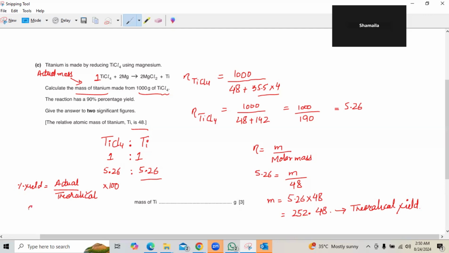So what is the percentage yield? That is 90 is equal to the actual yield divided by the theoretical yield, 252.8, multiplied by 100. So what does the final formula become? Actual is equal to 90 multiplied by 252.8 divided by 100. So what is the final answer? The final answer is 227.23. 227.23 is your final answer. Is that clear?